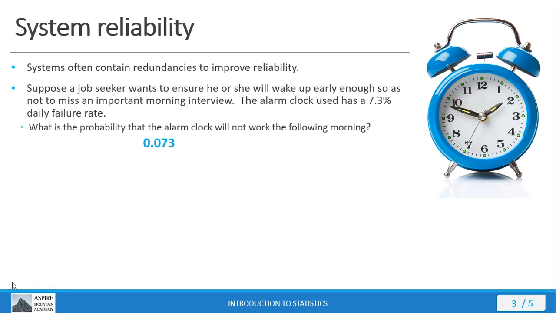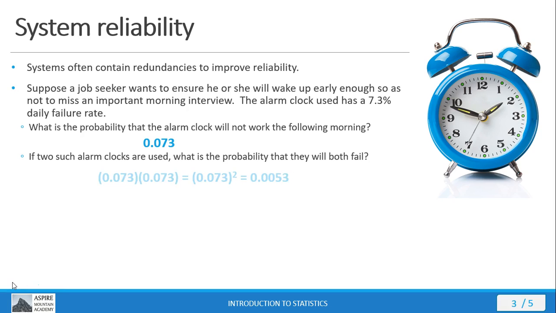So you've got 0.073. That's the failure rate that the alarm clock's not going to work. And that's the probability that the alarm clock is not going to work. They're one and the same. Now, what if you have two such alarm clocks? What's the probability that they will both fail? Again, pause the video, do your calculations, come back, and we'll see how you did.